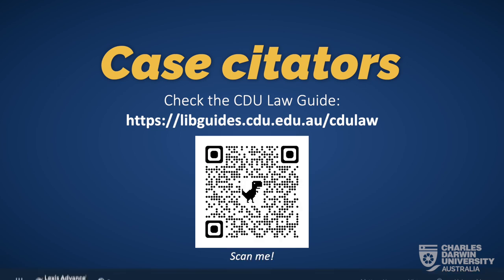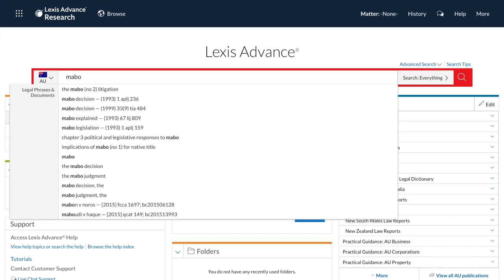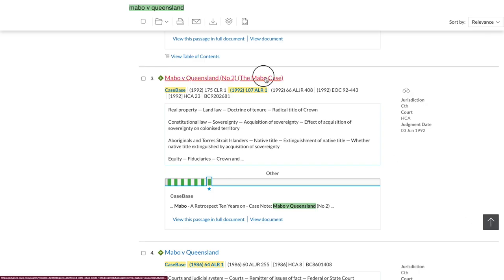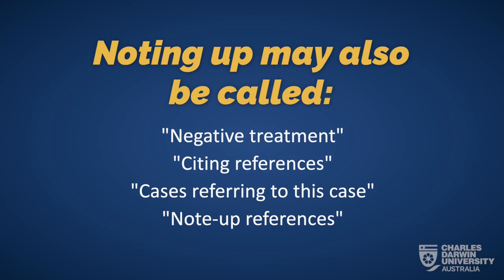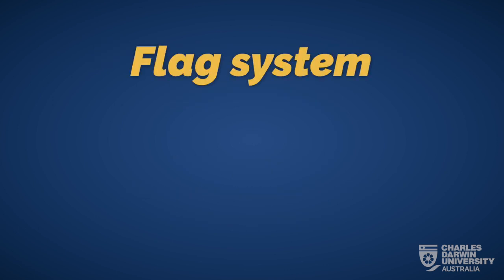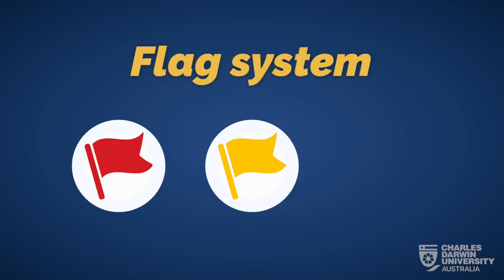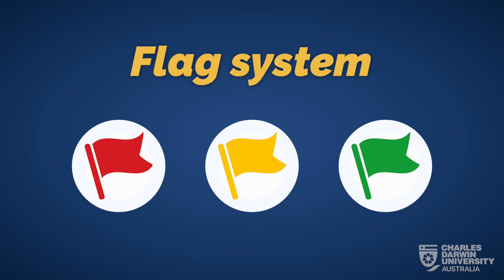To use these tools, search for your case, open, and then use the Note Up features. Noting up can be slightly different in each database. From the list of citing cases, you will see how your case has been used. Many databases also use a flag system to tell you how the case has been treated.